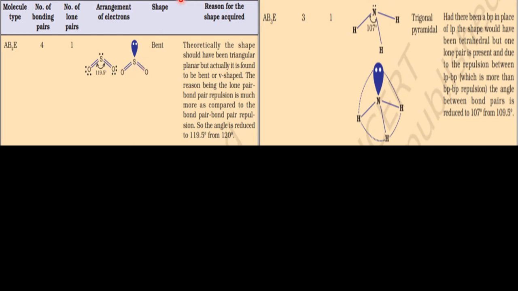Now the second example, AB3E, NH3. AB3, with the three B's similar, and A with one E, one electron pair on the nitrogen. As usual, this is also taking some shape in space.